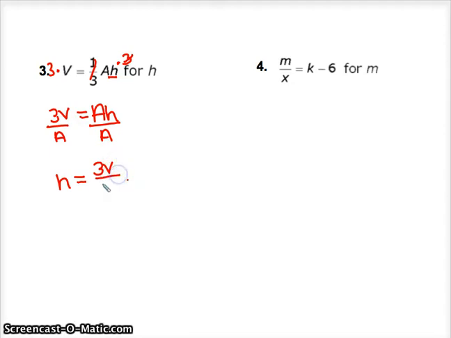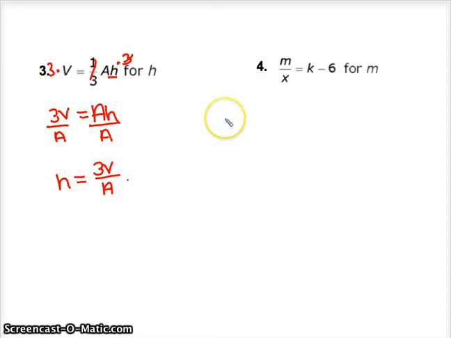My final answer is h equals 3v divided by a. Now, you may have noticed I flipped the sides that the h was on, and that's okay because these two expressions are equal to one another, so it doesn't matter which one comes first. I like to put the variable by itself on the left-hand side so it's a little more clear.